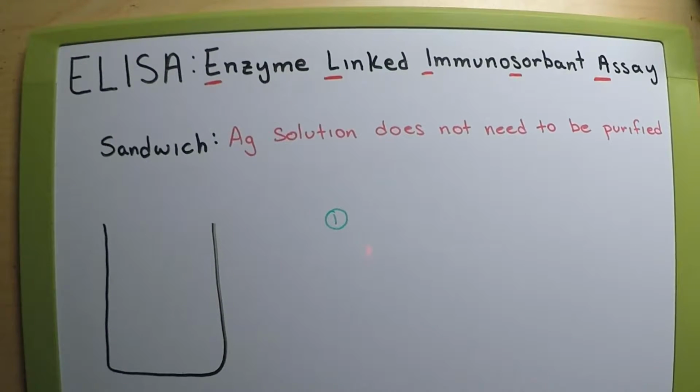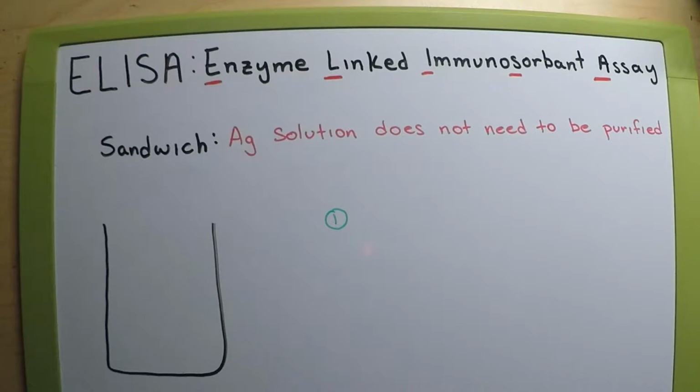The last ELISA test that we're going to go over is called the sandwich. And the advantages for this one, as you can see, is that the antigen solution does not need to be purified. The previous 2 ELISA tests were somewhat purified in respect to the antigen had to stick to the wells.